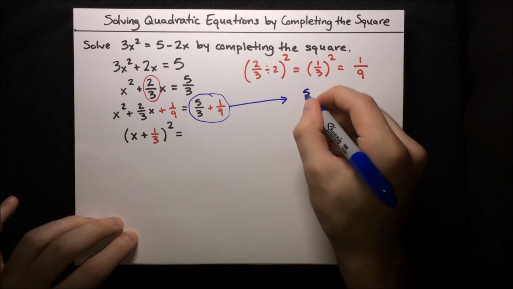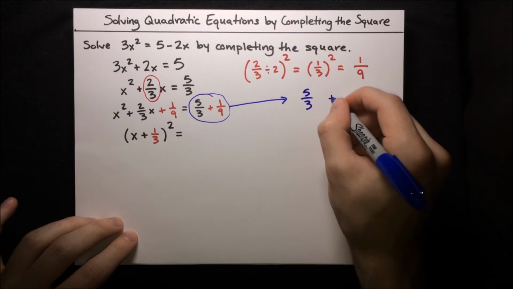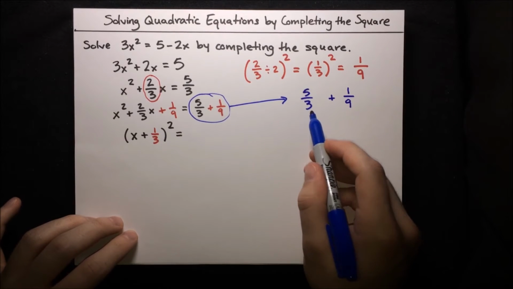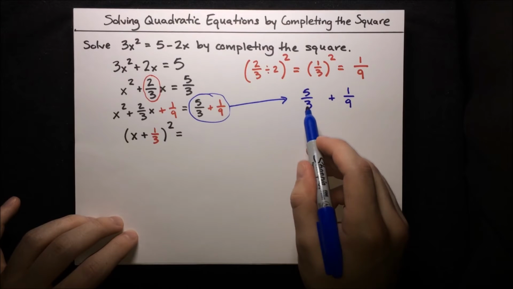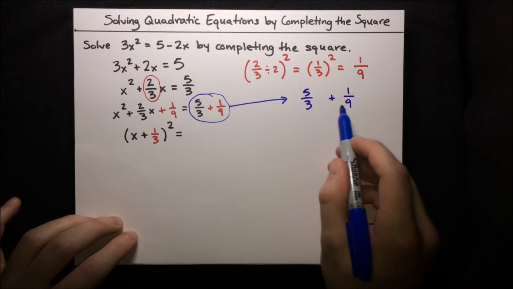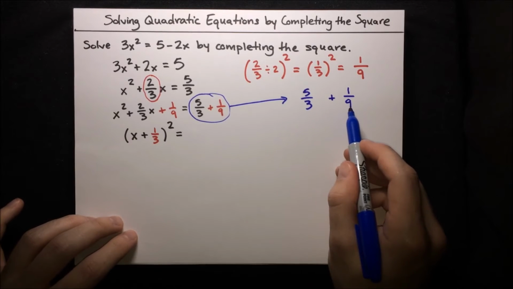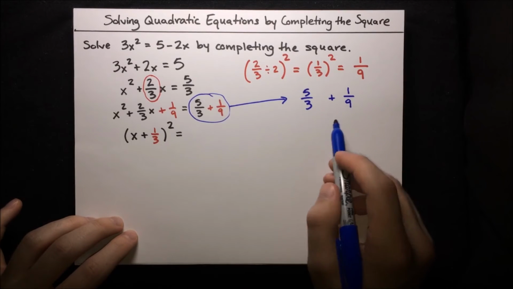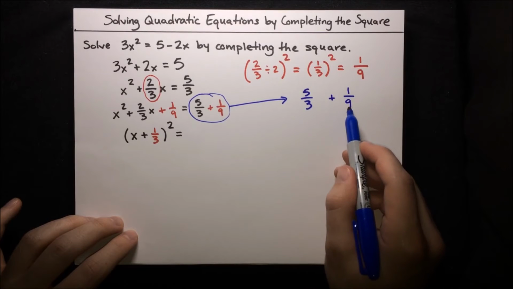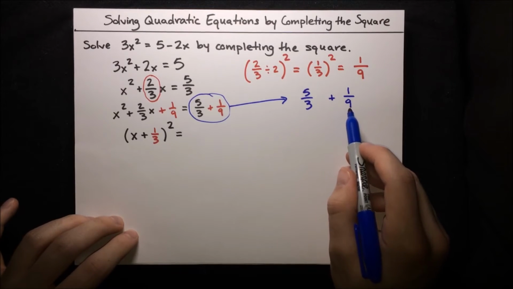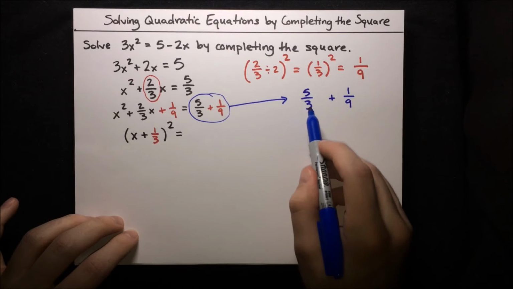So 5/3 plus 1/9. Okay, remember, adding fractions, you have to have a common denominator. The denominators have to be the same. But now we've got 3 and 9 in the denominator, so we need to convert these two fractions to have the same denominators. And we can do that by multiplying each of these fractions by the same number on the top and bottom. And we can do that by finding the least common multiple between 3 and 9 here.